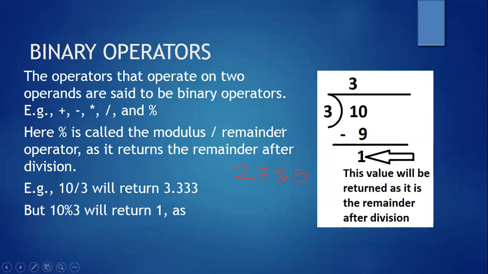Okay, so 27 modulo 5. Let's understand. It's very simple. This is my 27. 27 modulo 5. So 5 fives are 25. Then 27 minus 25. What's the remainder? 2. So we get the remainder as 2. So the answer is 2. All of you getting it?